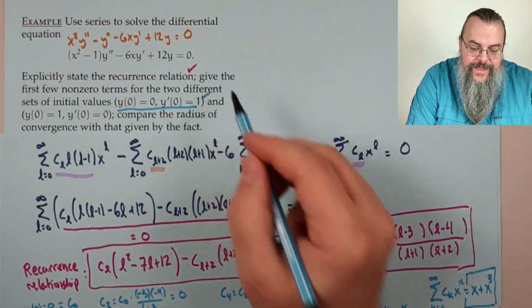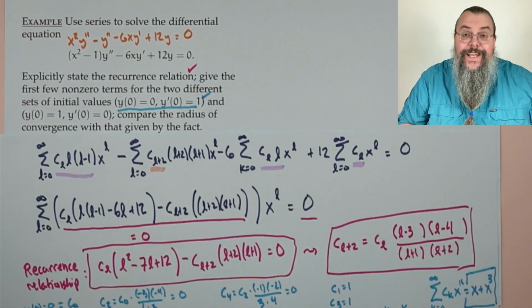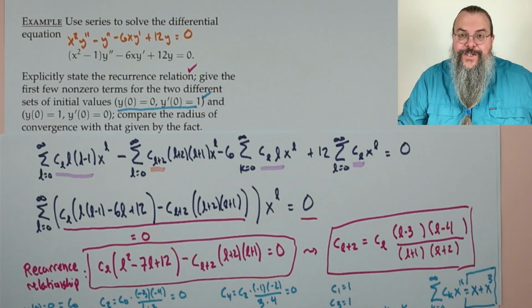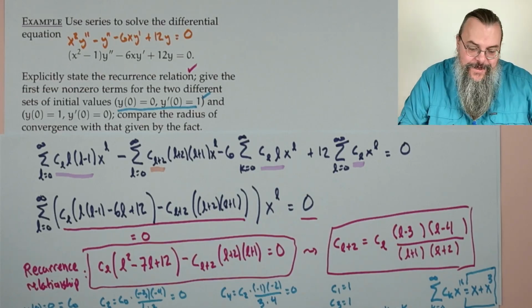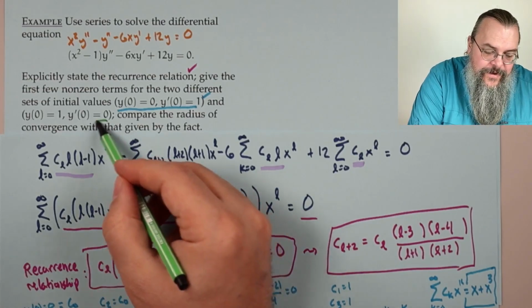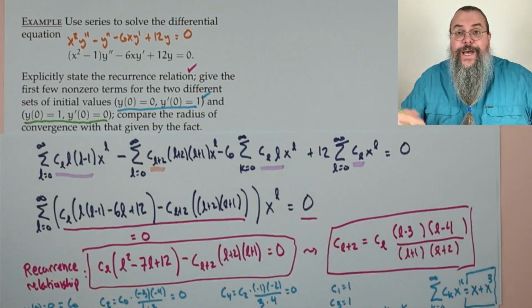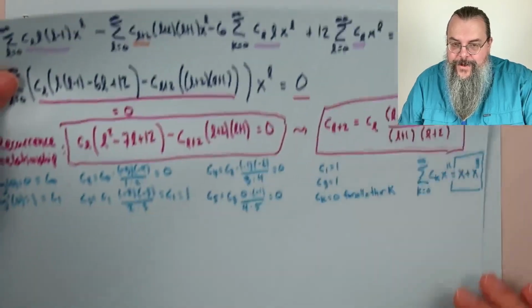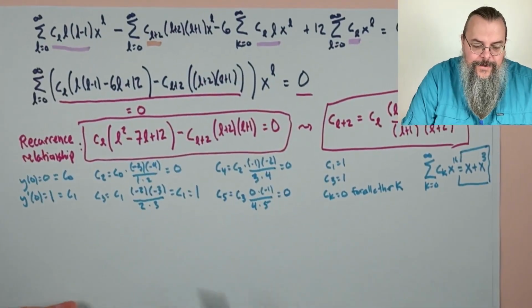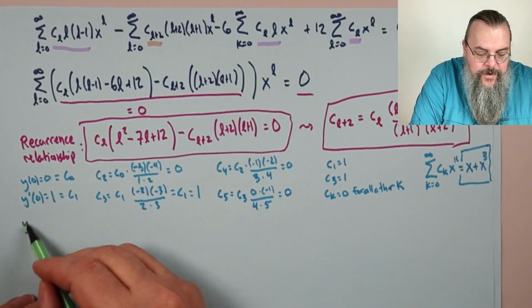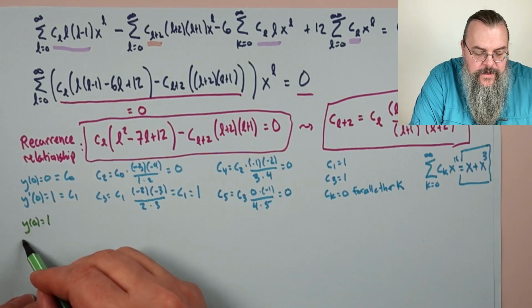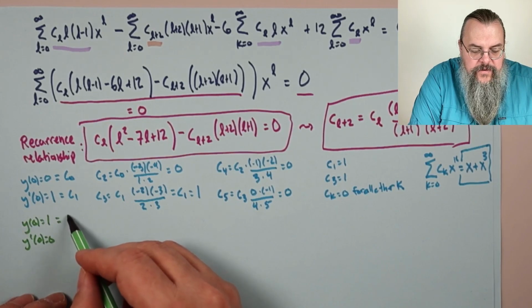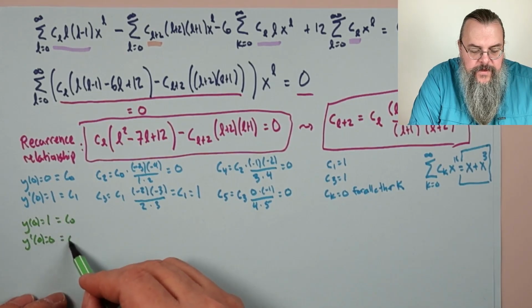All right, now we're going to do the same thing, but with different initial conditions. Just because things worked out nicely for one set of initial conditions does not guarantee it'll work out nicely for the other. So what do we have to do? We have to do our whole thing, right? So we're going to follow the work done here. We're told that y of 0 is 1, y prime of 0 is 0. So that's our c_0. There's our c_1.